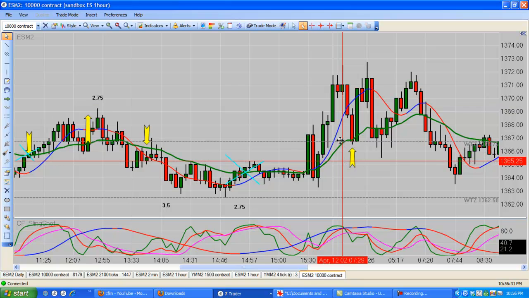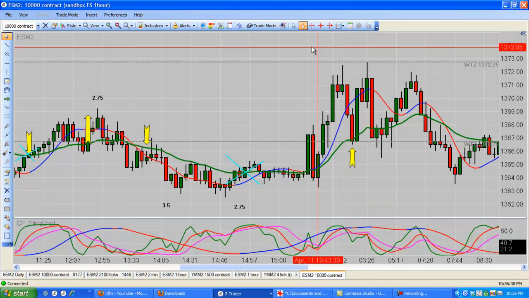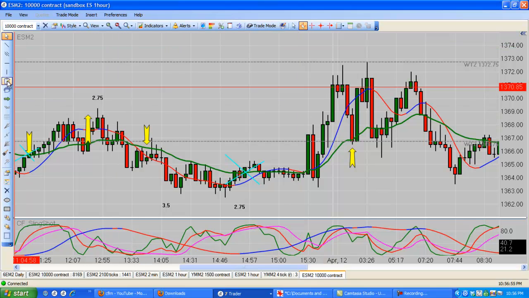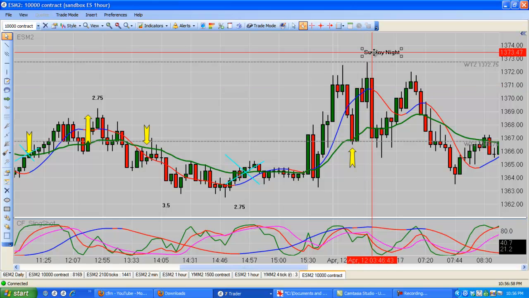The pullback is to 1365.75, and it goes up to 72.75. So 72.75 minus 66.75, 6 points. If you took half of that, that would be a day maker. For me, it would.